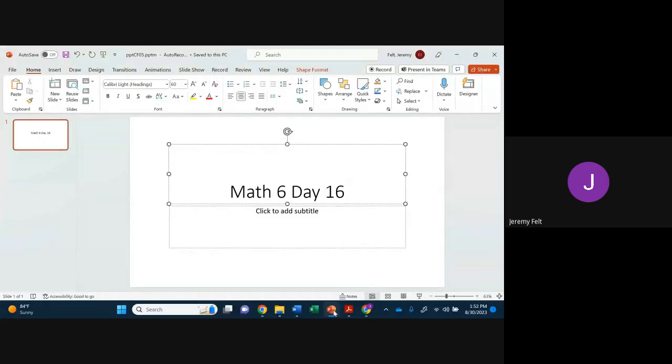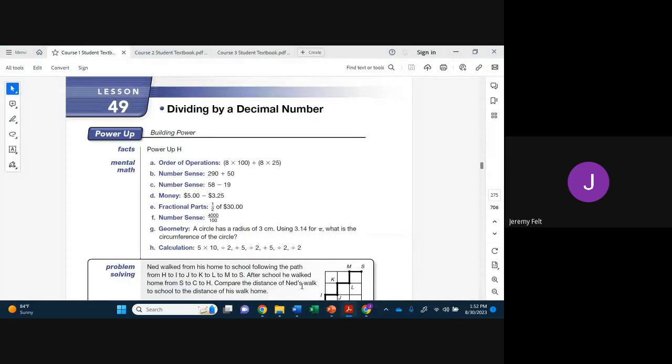All right, guys, day 16, which means we're 8 weeks in. So today we are looking at lesson 49 and 50. So dividing by a decimal number.